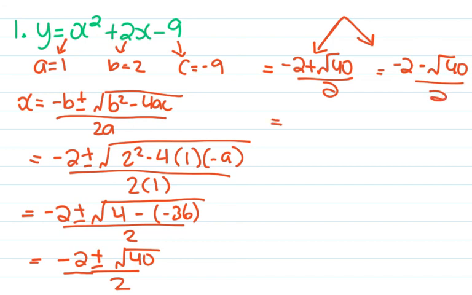Now you can plug that into your calculator and get an approximate answer. Negative 2 plus root 40 divided by 2 is approximately 1.16. And negative 2 minus root 40 divided by 2 is approximately negative 5.16. All right, number 2.